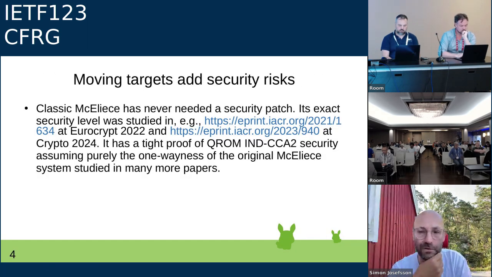And also a point that keeps coming up for choosing implementation options is that moving targets complicate things and add security risk. Every revision of a KEM requires new test vectors, new engineering time, and it delays getting things deployed. And Classic McEliece is a very conservative option here. It has not been patched, and the security has been well studied.